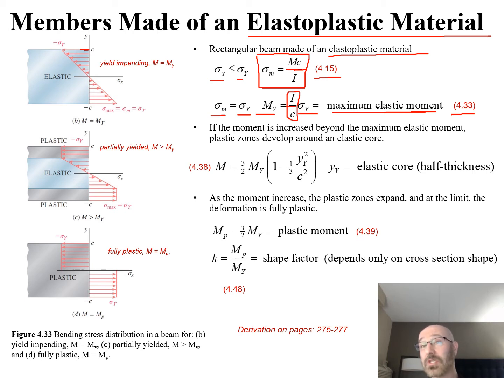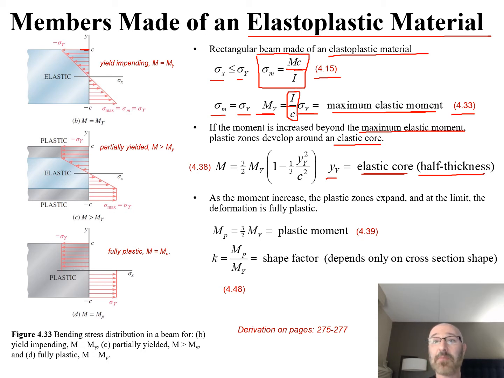Now, with this relationship, if the moment is increased beyond this maximum elastic moment, M sub y, then the plastic zone develops around an elastic core. We're going to want some information about this elastic core. We're denoting it by the variable y sub y, but keep in mind that this is the half thickness of our elastic core, so there will be two of those for the whole elastic core. This is just half of it.